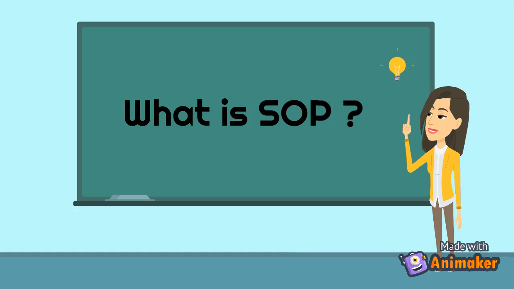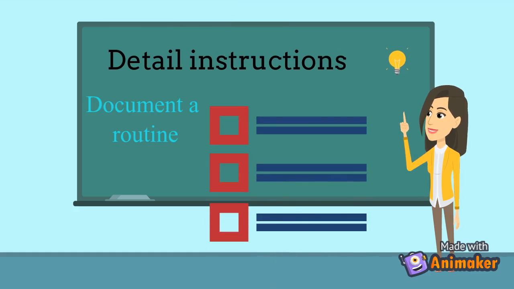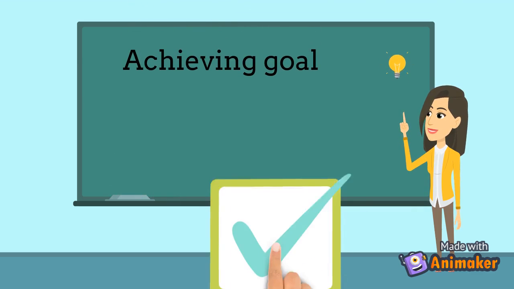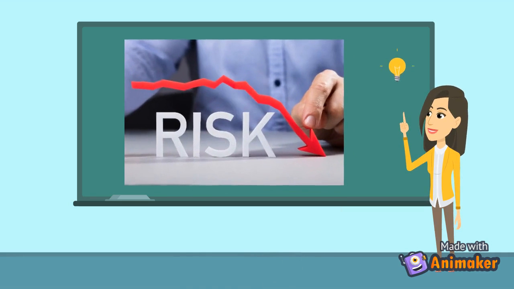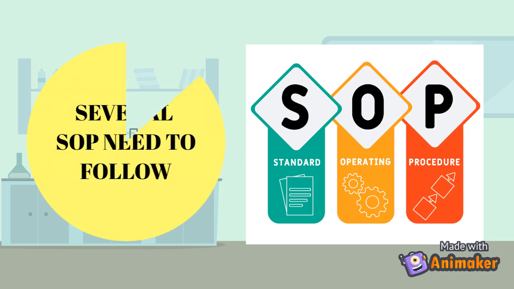Standard operating procedure, or SOP, means a set of written and detailed instructions that document a routine or repetitive activity followed by an organization to achieve their specific goal. In addition, SOP is not only a matter of achieving goals, but can also reduce the risk that can occur upon the procedure or activities being conducted.